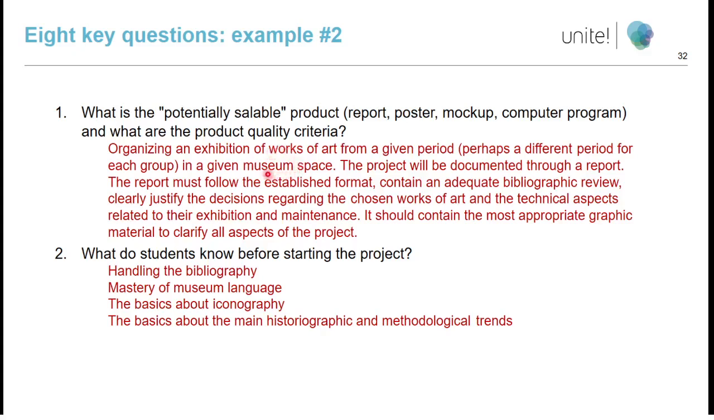The product is actually a report that contains the basic decisions for the organization of the exhibition. The report must respect the established format, contain an adequate bibliography review, clearly justify the decisions regarding the works of art that the team has chosen for the exhibition, and the basic aspects related to their exhibition and maintenance. It must also contain the necessary graphic material to clarify all aspects of the problem.